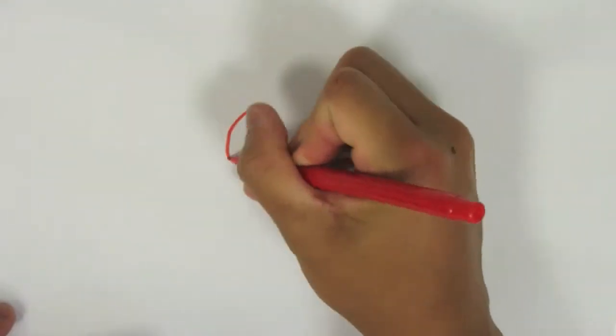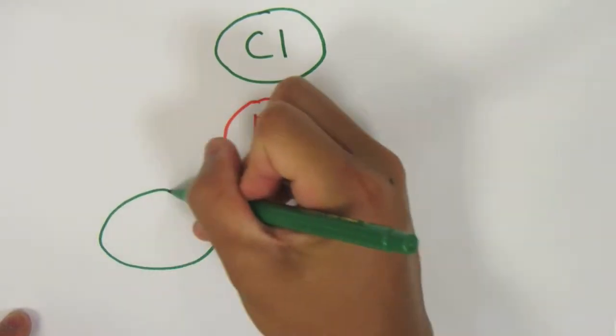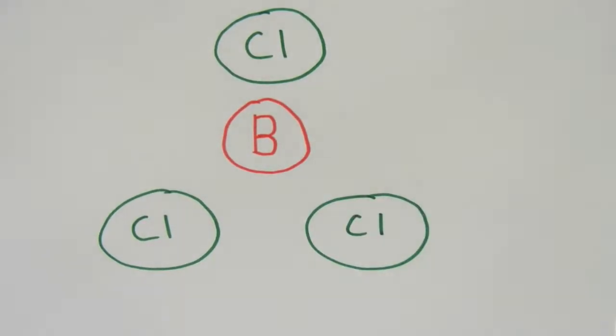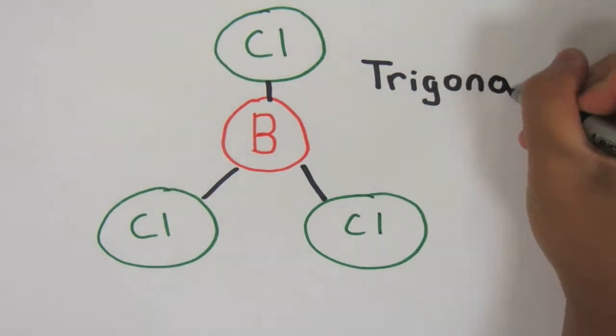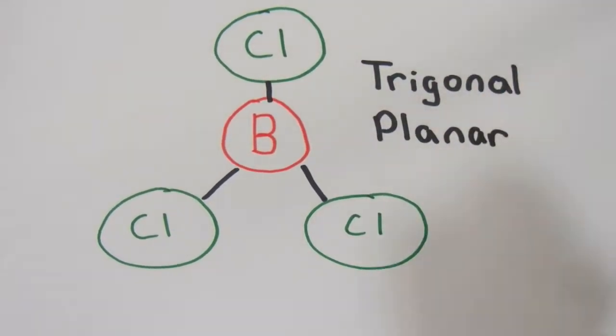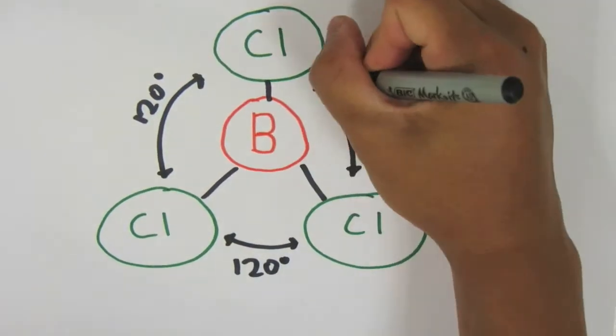If we have 3 bonds on a central atom, for example, boron trichloride, you get something that looks like this. The central atom here is boron, and it has 3 chlorines bonded to it. The resulting molecule forms a geometry called trigonal planar, where the 3 bonds are 120 degrees away from each other in the same plane.